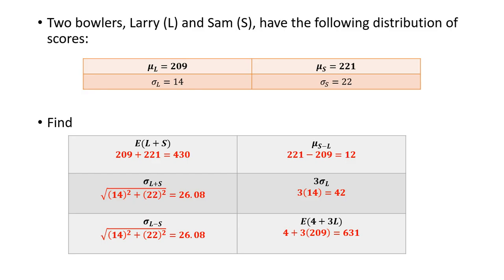And the last one, the expected value of 4 plus 3 times Larry's score. So if you triple Larry's score and then add 4, what's the expected value is essentially what's being asked here. So it would just be 4 plus 3 times 209, which gets you 631. And that is how we do it in AP Statistics.